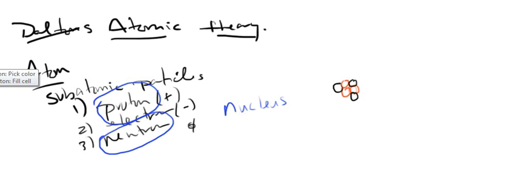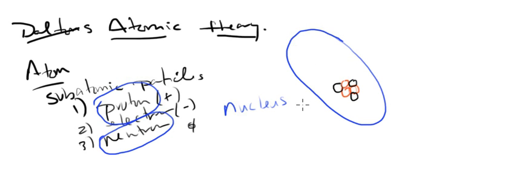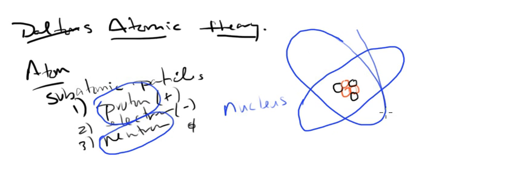And then we have, of course, the electrons, and the electrons are not in the nucleus. Even though this is not really true anymore, we're going to pretend like they're traveling around the nucleus in some kind of a fashion, something like this.